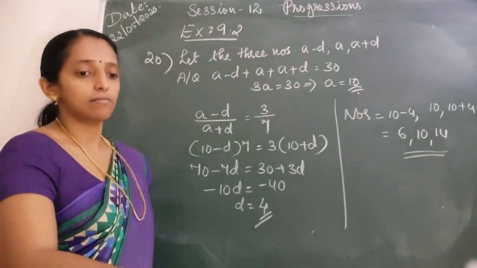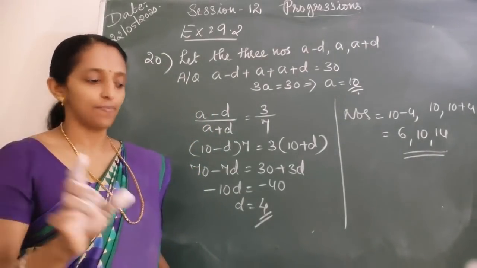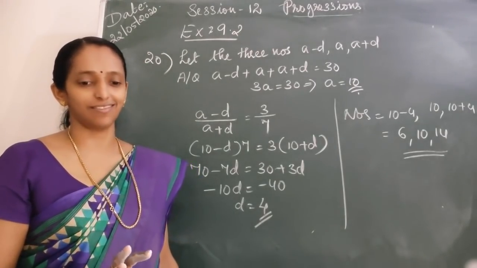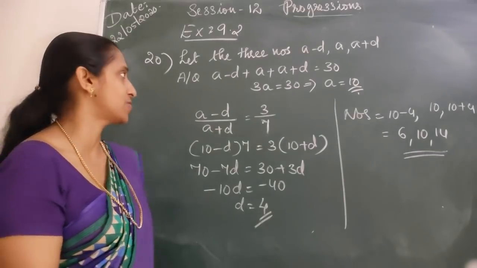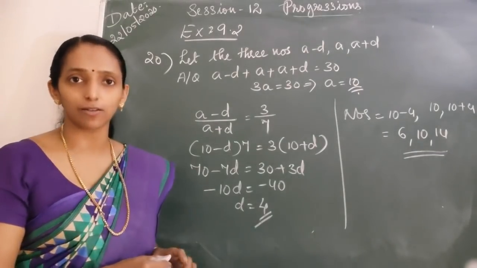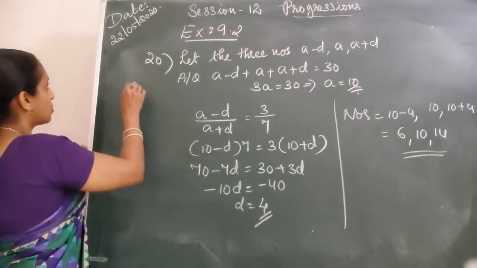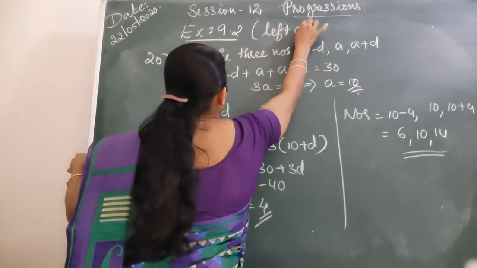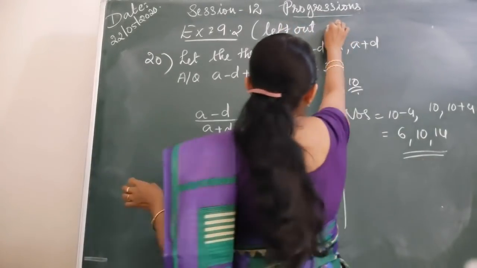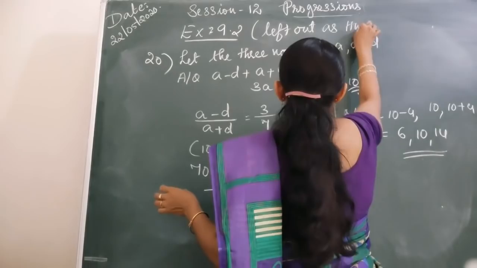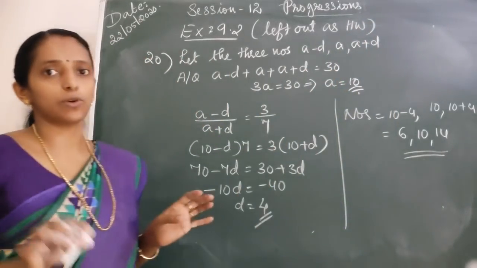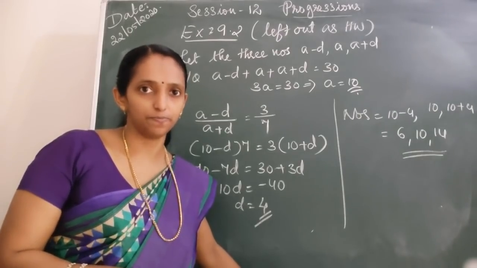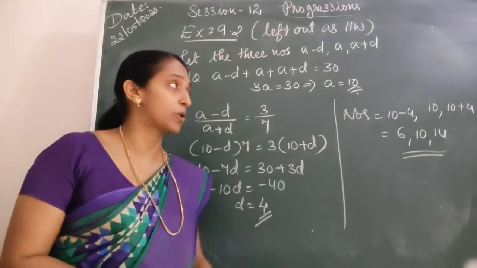Alright. And homework of today: exercise 9.2, the left out questions, all questions. You have 21 questions, among that around 10 questions we have solved today. So the left out questions of 9.2 are homework. That means all of 9.2 should be there in your classwork copy. 21 questions are there. This is important.